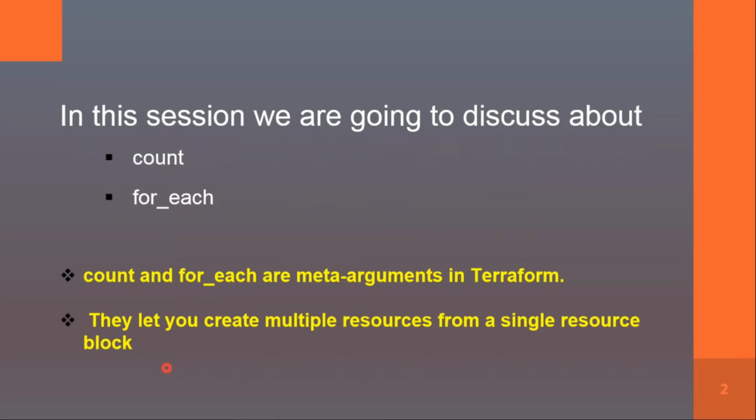In this particular session, we are going to discuss count and for each. What are count and for each? Count and for each are called meta arguments in Terraform. These meta arguments allow users to create multiple resources from a single resource block. We will see the practical demo session as well. Just wait for a few minutes.